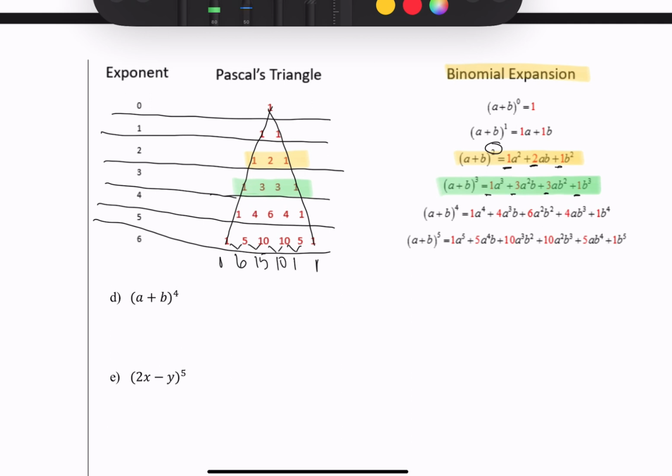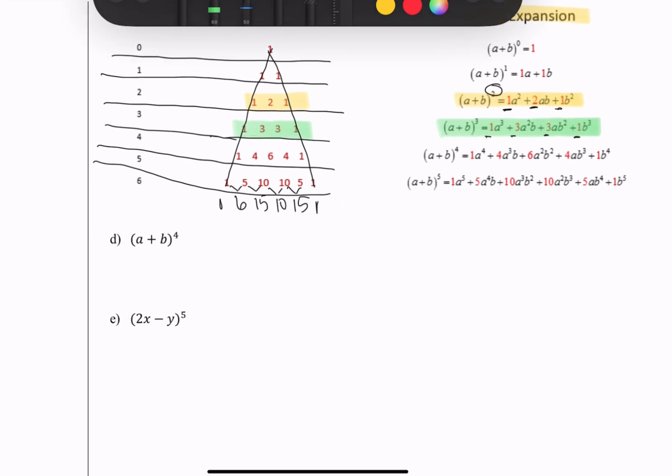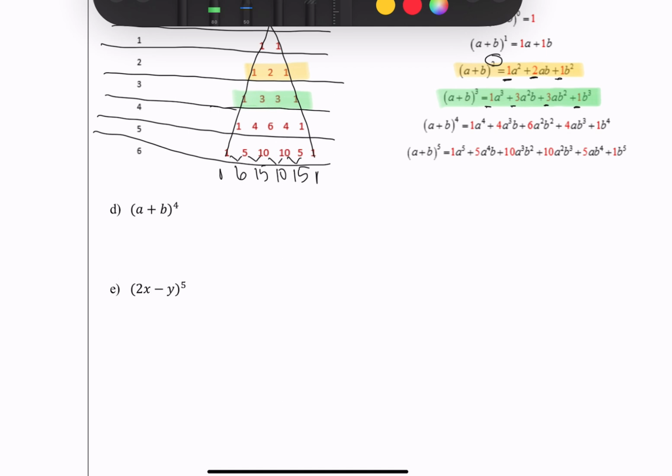And it explains a lot of patterns in the world. One of them happens to be binomial expansion, which we're doing right now. And you can continue this triangle forever. And if you look up on my wall in the classroom, or look it up on Google, there are Pascal triangles that go on and on and on forever. So let's go ahead and do a few of these binomial expansions.